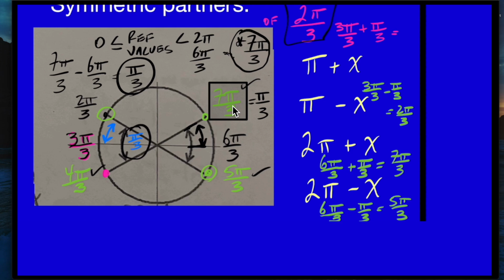And look, folks, that makes sense. That's our x value. That's going to be from 2 pi and then adding our x value. Our x value is pi over 3. So we could just say from 0 to pi over 3 to stay within the reference values. So this is our final legal symmetric partner.